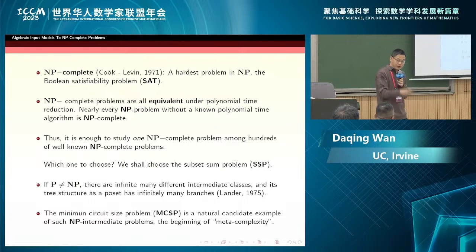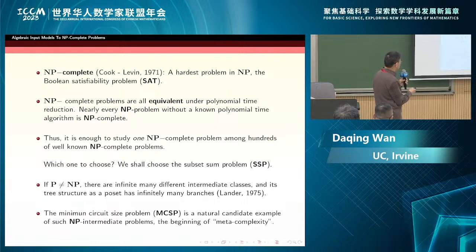But of course, there's a small number of exceptions which we do not know is in P, and we do not know is NP complete. Therefore, if you want to prove NP is P, it's enough just to choose one NP complete problem, among the hundreds of well-known NP complete problems. If you choose one of the hardest ones, and you can solve it in polynomial time, you have proved all such problems can be solved in polynomial time. So that is the significance of NP complete problems.